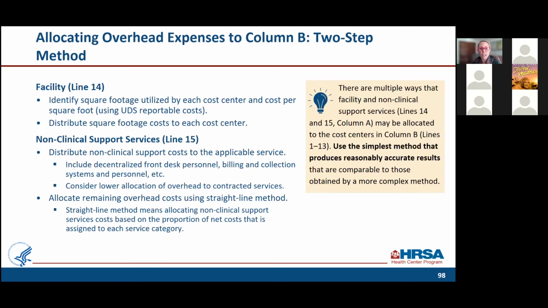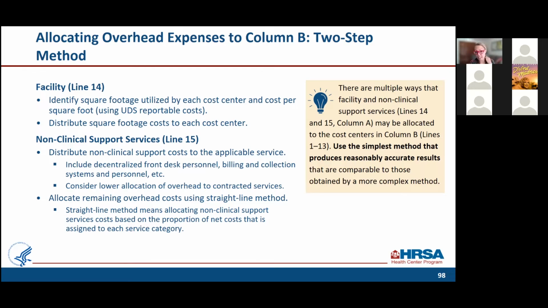So total indirect costs comprised of facility, which is line 14, and non-clinical support, line 15, are then allocated across the cost centers in column B as overhead. And you can use whatever allocation method you want or find to be most accurate, but it's important to allocate overhead in a way that represents the true cost of your service areas. For example, service areas that are contracted out or take far less facility space may have less overhead allocation.